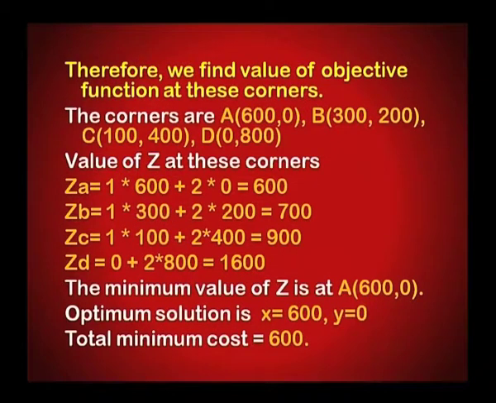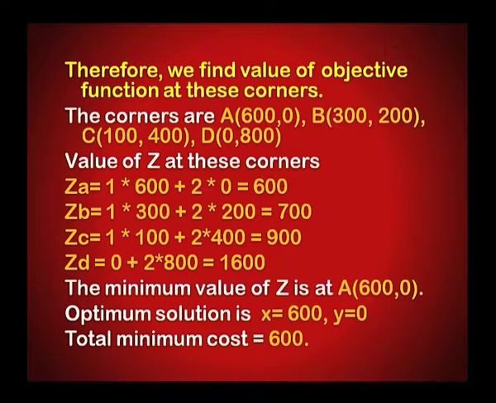Therefore, we find the value of the objective function at these corners. The corners are A (600, 0), B (300, 200), C (100, 400), D (0, 800). The value of Z at these corners is as follows: Z at A is 600, Z at B 700, Z at C 900, Z at D 1600.